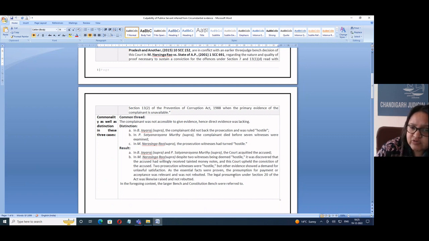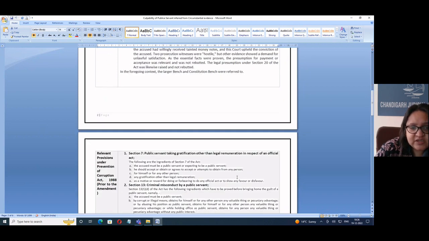2 prosecution witnesses were hostile, but other witness evidence showed a demand for unlawful gratification. As the essential facts were proven, the presumption for payment or acceptance was relevant and was not rebutted. The legal presumption under Section 20 of the Act was likewise raised and not rebutted. In the foregoing context, the matter was referred to the larger bench, the Constitution bench.